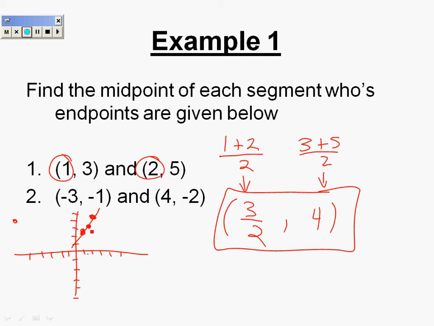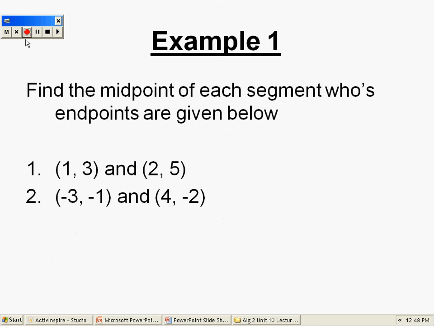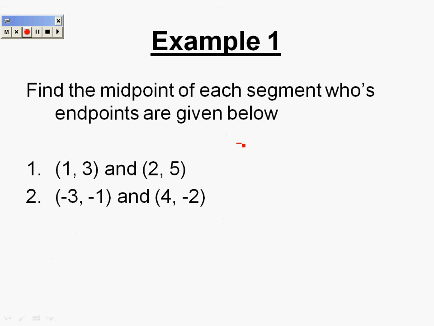All right, go ahead and write down number 2, please. So I just thought I'd include one more example so you guys can watch me work with some negatives here. So the x values in this case are -3 and 4. So we have -3 plus 4 divided by 2. And that would give me, let's see, -3 plus 4 is 1. Divided by 2 is 1/2. And then the y values are -1 and -2. If you add a -1 and a -2, you get -3 halves. So there's your midpoint of those 2 points.